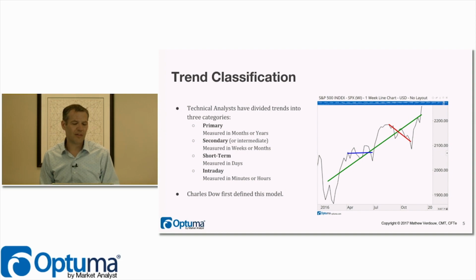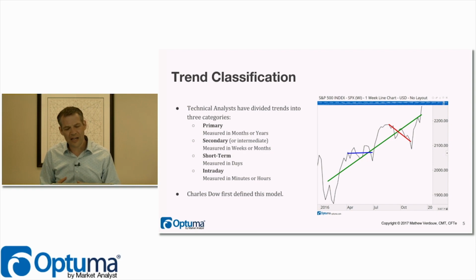This was a method coined first of all by Charles Dow in the 1890s when he first started drawing charts back then. Typically the primary is what we see in years, sometimes months, but it's the long-term marker. What is the primary trend of Microsoft? Is it going up? Is it going down? And then we look at that, and then we can talk about the secondary trend.